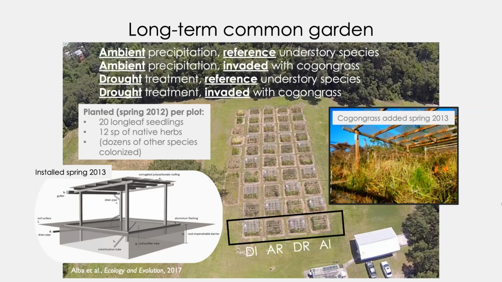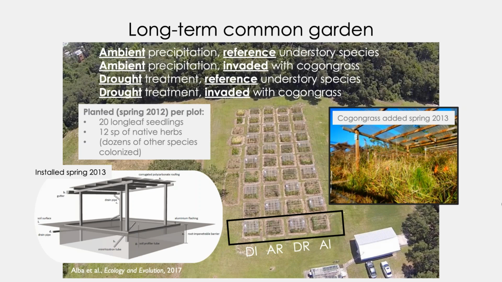Just to give you a little bit more information about the setup of this experiment, we set up the plots and planted them in the spring of 2012 with native species. We added 20 longleaf seedlings, 12 species of native graminoids and forbs, and then dozens of other species colonized from the seed bank in the surrounding area.